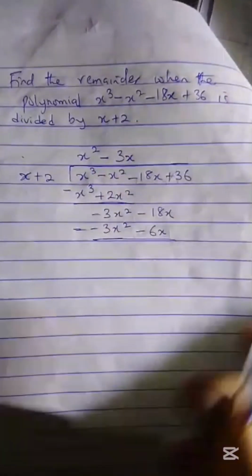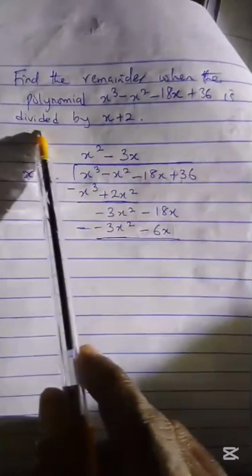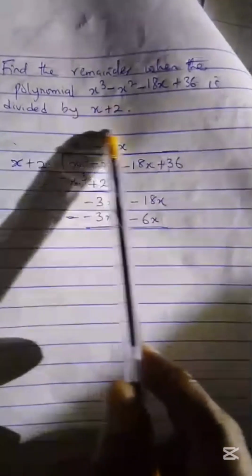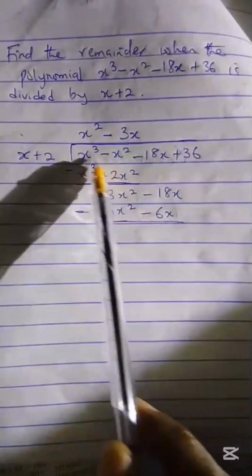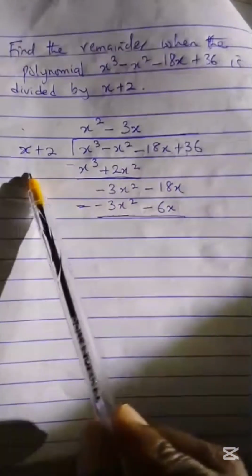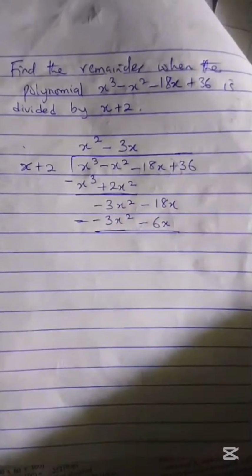Say this polynomial, x cubed minus x squared minus 18x plus 36, is divided by x plus 2. So this is our divisor, and this is our polynomial. You put the divisor outside, the polynomial inside. So you use just the first term here, x, to divide each of these terms. So that's the question.